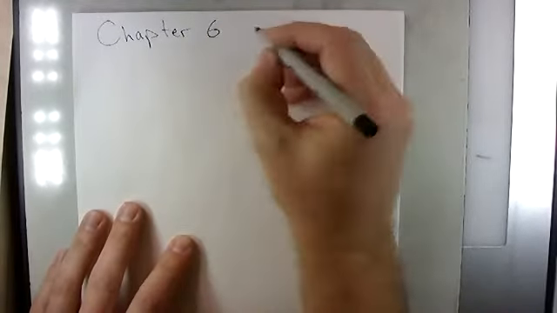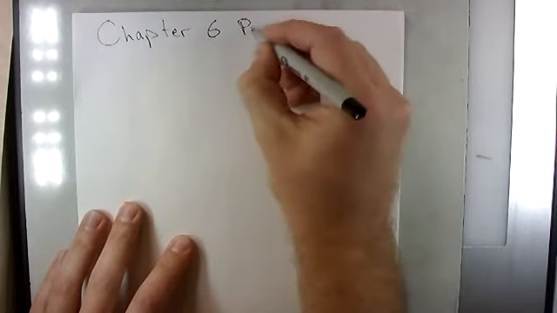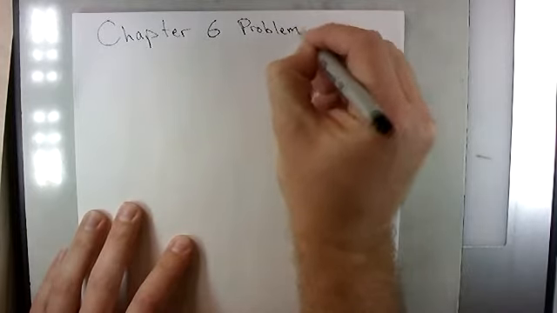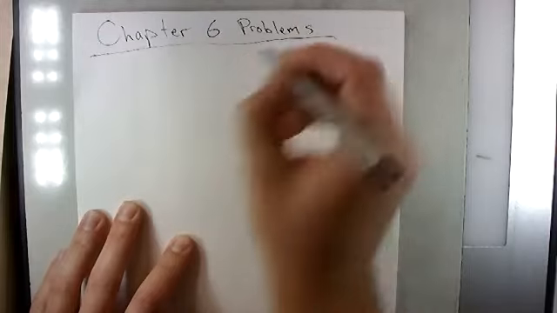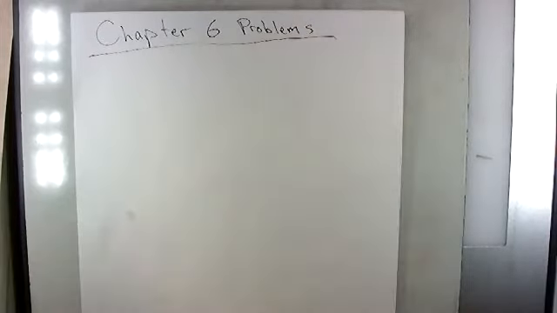All right, so today we are going to be going through some problems from the back of chapter 6. Let's try to zoom in a little bit. Chapter 6, and these are the problems. So there's questions, and then there's problems. So we're going to be starting with the problems.